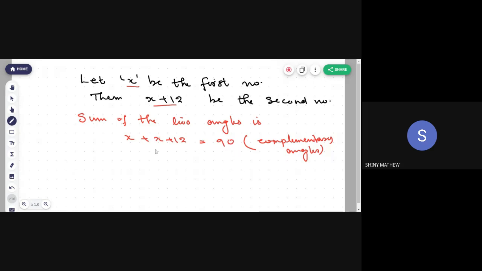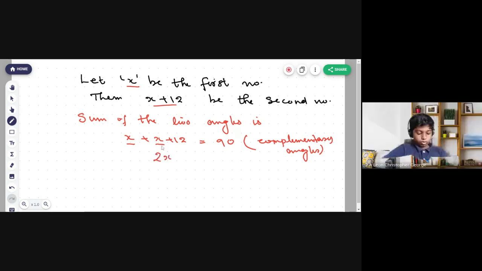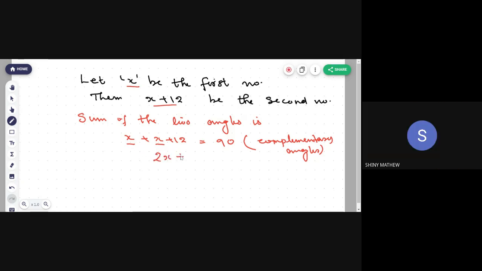Now you have the equation. Do all of you know how to solve this equation and find the value of x? Yes, miss. Okay. What is x plus x? 2x. x means 1x. 1x plus 1x is 2x. 2x plus 12 is 90. So 2x is 90 minus 12. What is 90 minus 12? 78. So x is 78 divided by 2, that is 39.